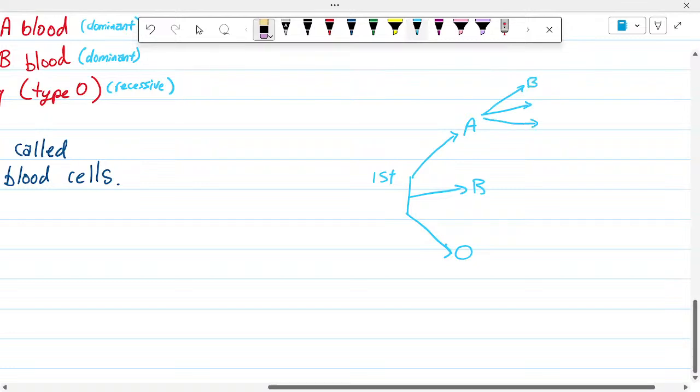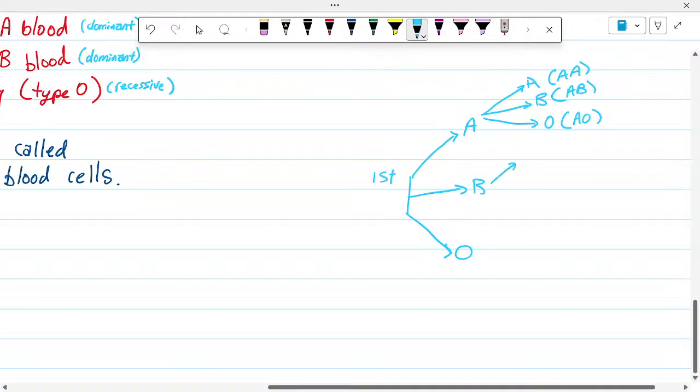The next one could be A, in which case you would have AA, right? The next one would be B, in which case you would have AB. Or the next one after that? O, in which case you would have AO. AO, okay, there we go.